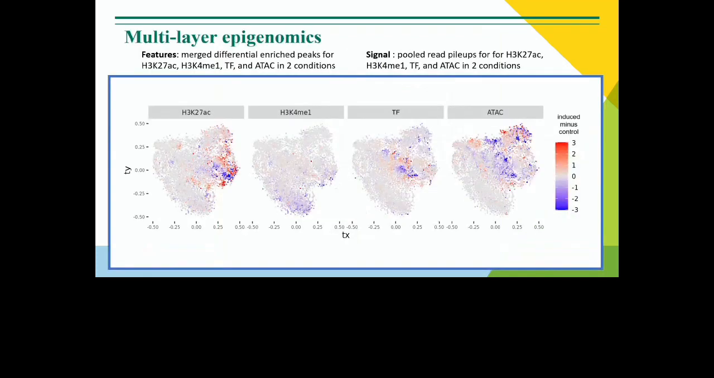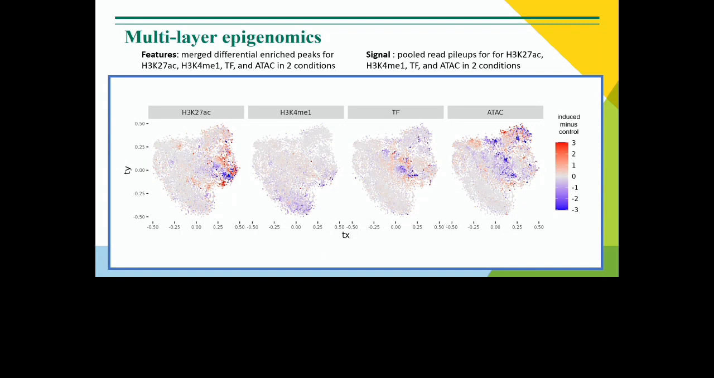So that was the differential call. Now we're looking at multi-layer epigenomics. We're bringing in these 4 sources of data and looking at control versus induced in both of them. And this is similar to when we were just plotting the maximum signal per region, but here we're subtracting the maximum signal in control from the maximum signal in induction and generating kind of this differential view of this t-SNE space for these 4 factors.